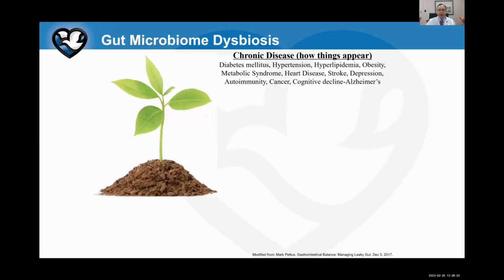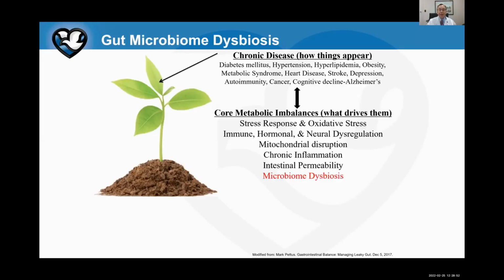What we're seeing, the so-called phenotype of the patients we see admitted in the hospital or in the outpatient setting: multiple chronic conditions, of course, leading to multiple medications or polypharmacy, diabetes, hypertension, hyperlipidemia, overweight, metabolic syndrome, heart disease, strokes, depression, autoimmunity, cancer, and cognitive decline, including Alzheimer's, and last but not least, increased risk of dying of certain infectious diseases.